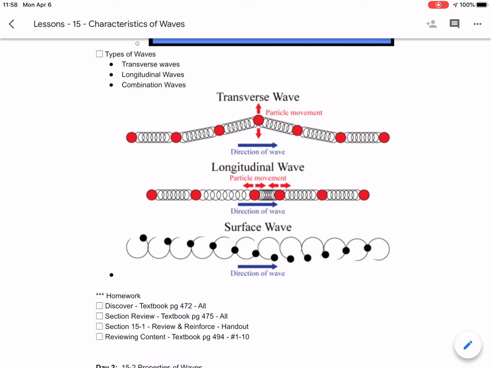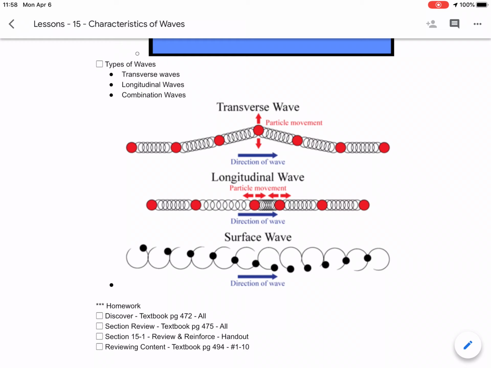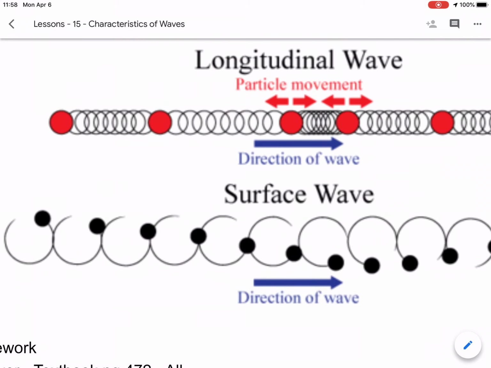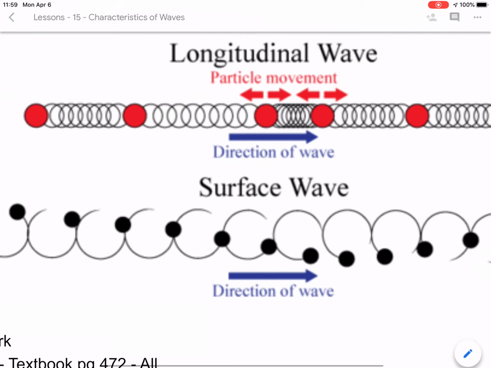Now the other one's called a surface wave, which is a combination of the other two, where the particles move in circles, left, right, and up and down. This normally happens in water waves. When a water wave hits you, you get moved left, up to the top of the wave, then pulled right, then down. You make these little circles. Those circles are called orbits.